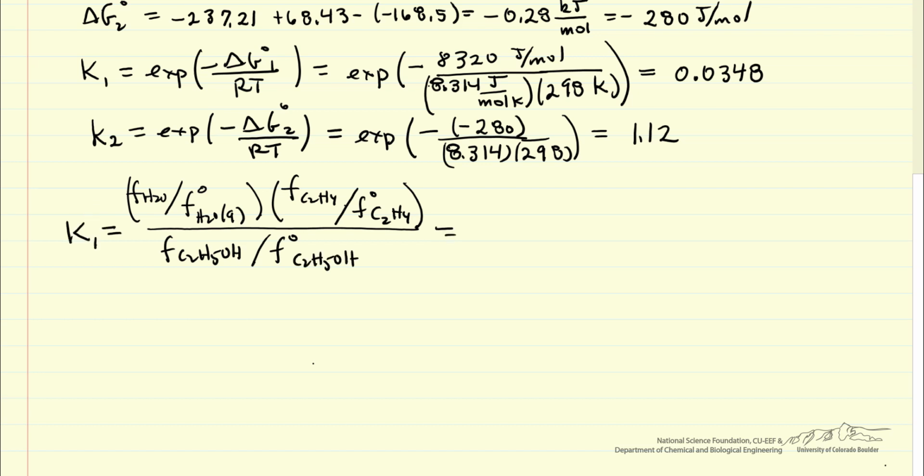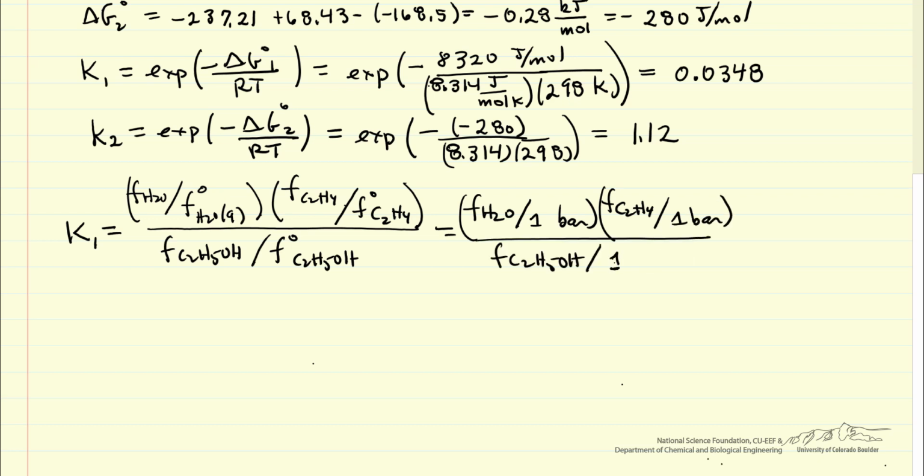For a pure component ideal gas at 1 bar pressure, the fugacity is the pressure, and so that means this becomes the fugacity of water over 1 bar, the fugacity of ethylene also divided by 1 bar, and then the fugacity of ethanol divided by 1 bar. We typically just write this as fugacities, with the understanding this equation is only correct if we use units of bar for fugacities. Well, I can do the same thing for K2, and let me pause and write that down.